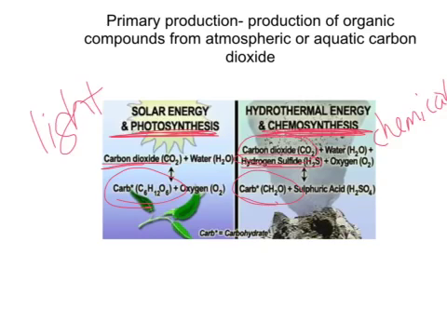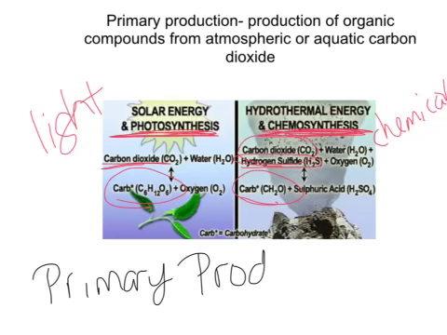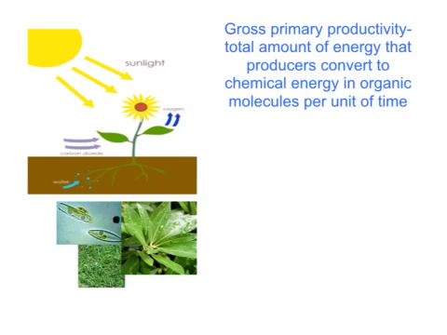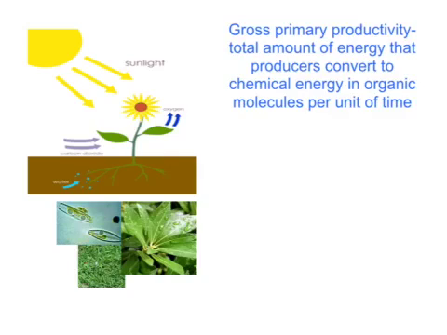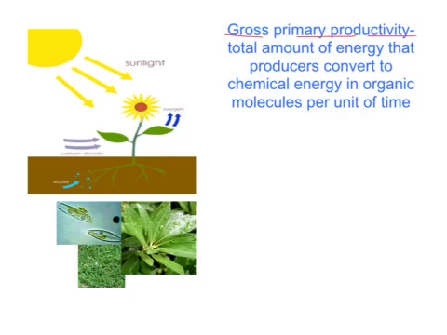Our primary productivity is going to be the rate at which this production happens. So if we saw this on a graph, we could calculate it by calculating slope. So our primary productivity is how quickly or how slowly this production of organic compounds is happening from the CO2. Our gross primary productivity, sometimes you'll see that abbreviated just as the GPP.